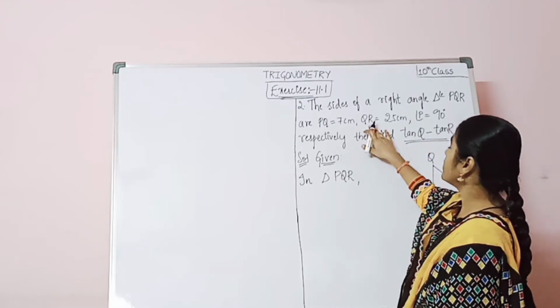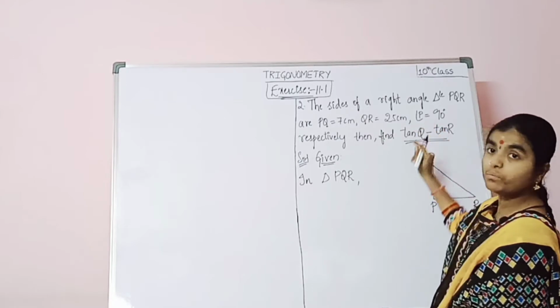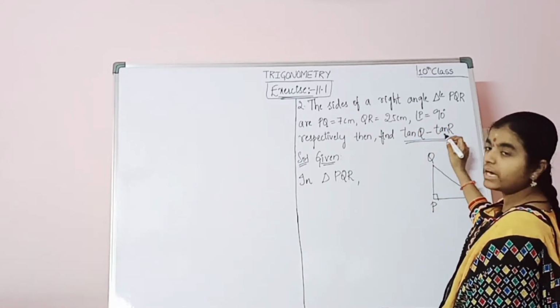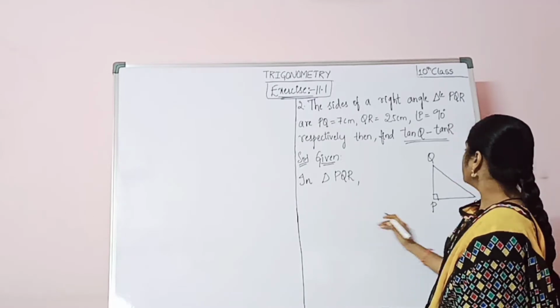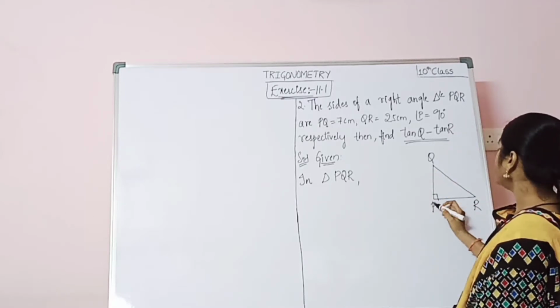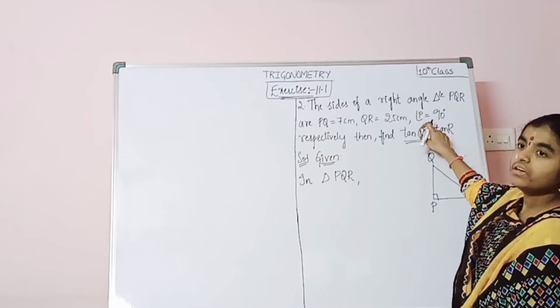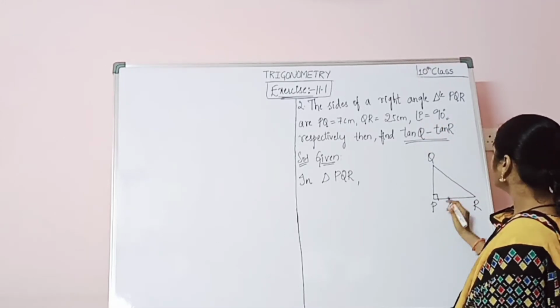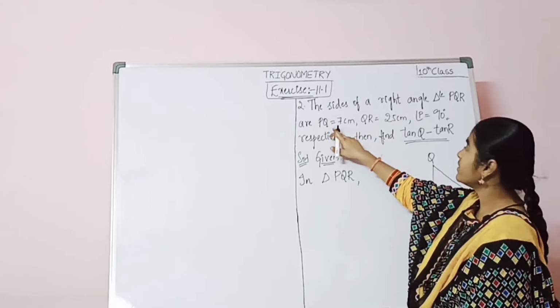Here two sides are given and one angle is given. So one more side we have to find. Also, what we have to find? Tan Q minus tan R. So let us consider a right angle triangle PQR. Here angle P is 90 degrees. So what are the sides given?